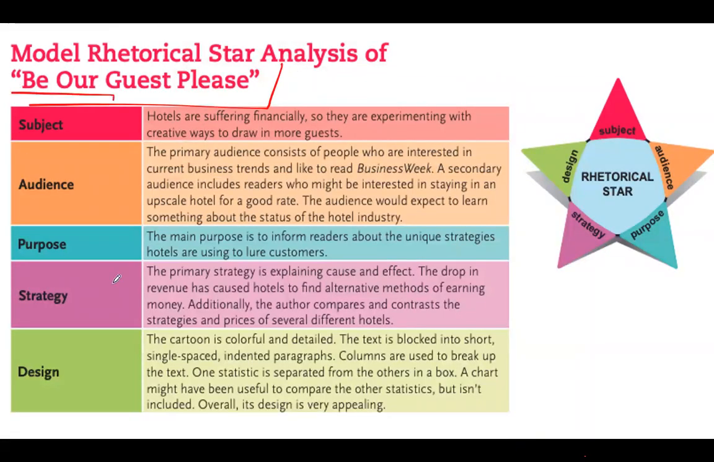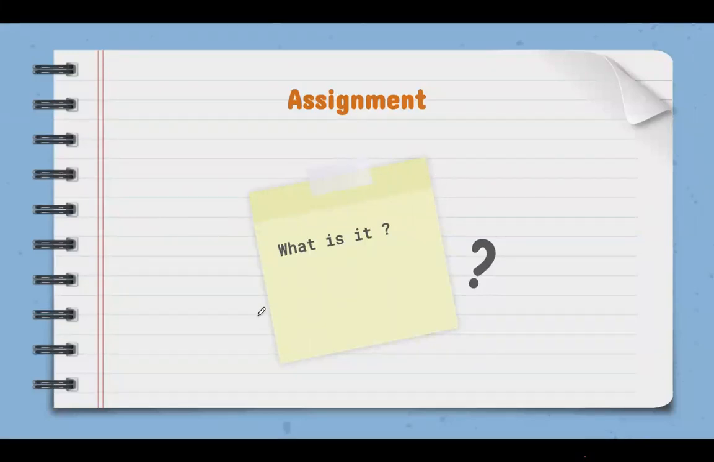And here you see these corners of the star, the rhetorical star. You'll have to read this text, okay? And you will have to find out by yourself what is the subject of this article, who are the audiences, what is the purpose, what is the strategy, and what is the design. You can actually check this in newspapers and other blog writings or any sort of writing on the internet. Okay, that was the assignment.